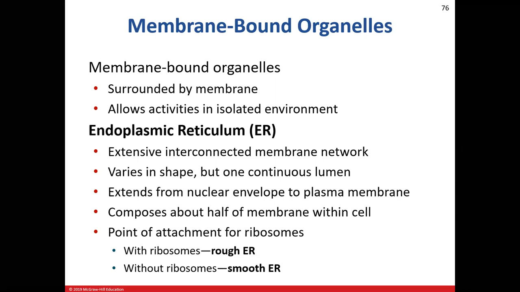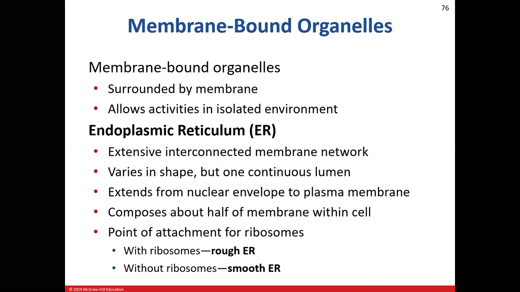The first membrane-bound organelle that we're going to talk about is the endoplasmic reticulum. When we look at the ER, which is what it's short for, endoplasmic reticulum, we're looking at an extensive interconnected membrane network. The ER is really going to vary in shape, but it has one continuous lumen. When we look at the term lumen, you really should think of a hole or a passageway. If we think about the small intestine, how it's this long extended tube, the lumen is basically the hole that food is able to pass through. And so again, with the ER, we have this continuous hole that's passing through this extensive network.